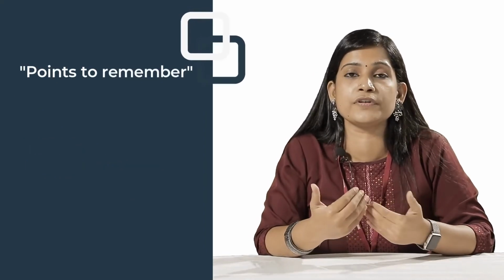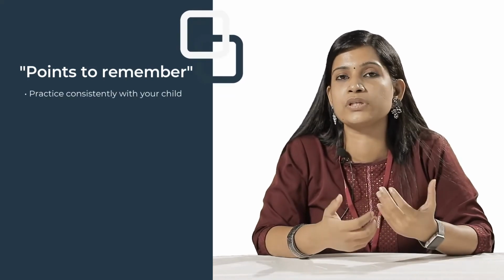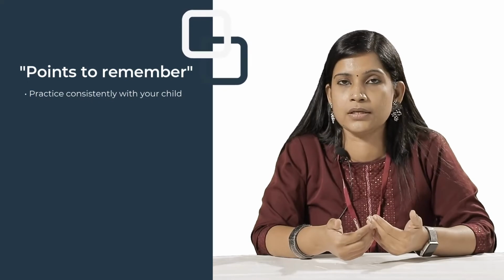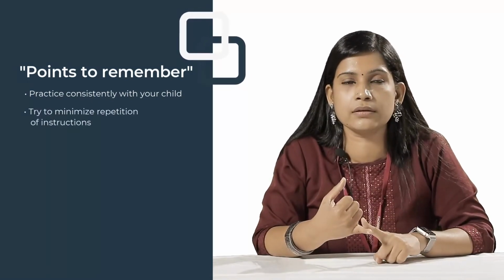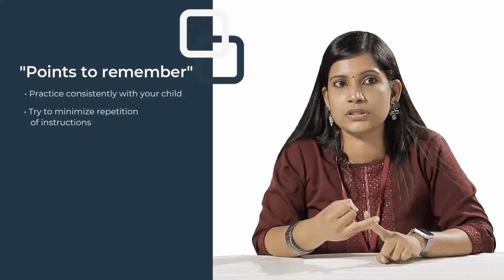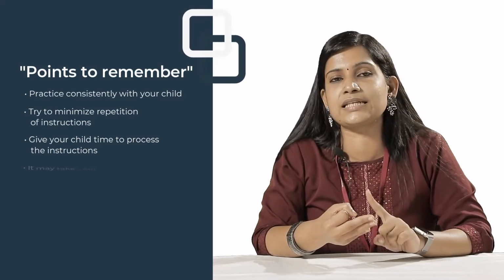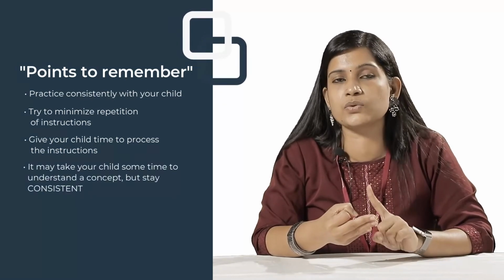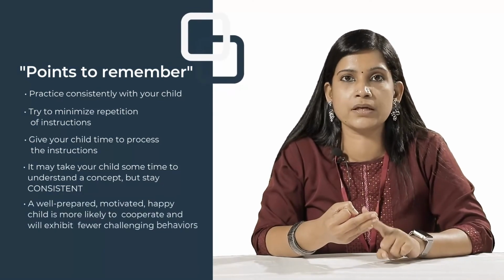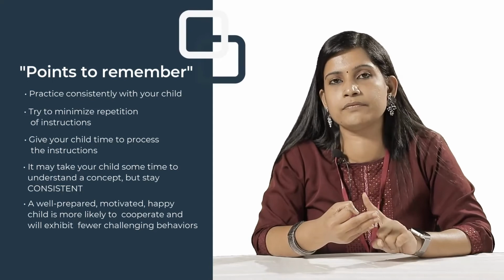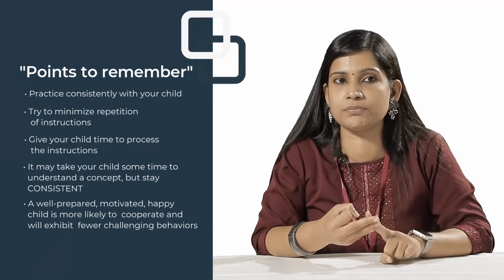So far we have discussed how to prepare a conducive study environment to improve the academic performance of a child. Some of the points to be remembered are: practice consistently with the child, try to minimize the repetition of instructions, and give the child time to process the given instruction. It will take time for the child to understand the concept, so stay consistent. Always remember that a well-prepared, motivated, happy child will more likely be comfortable to cooperate, with fewer challenging behaviors.